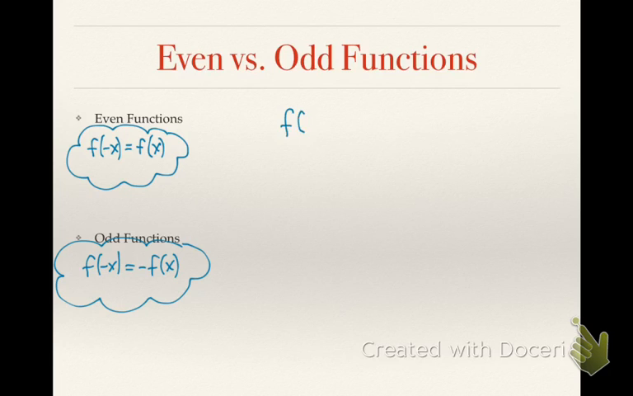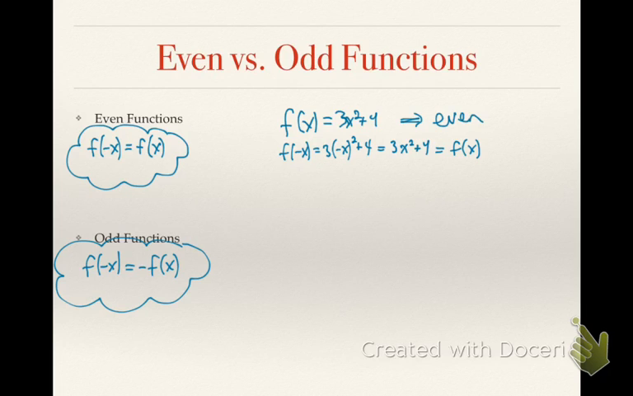Let's say I give you the function f of x is equal to 3x squared plus 4. And I want to know, is that even or odd? So I'm going to test it. I'm going to plug in negative x and see what happens. Make sure you put it in parentheses. Squaring a negative number becomes positive, so I get 3x squared plus 4. Notice I get the exact same function back. So this is an example of an even function. One thing to note about even functions is that they are symmetrical about the y-axis.